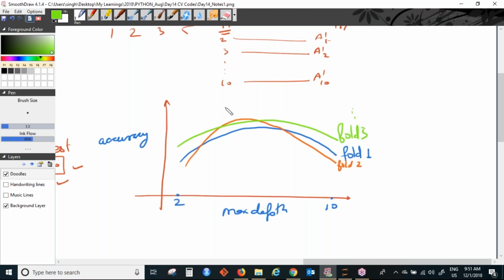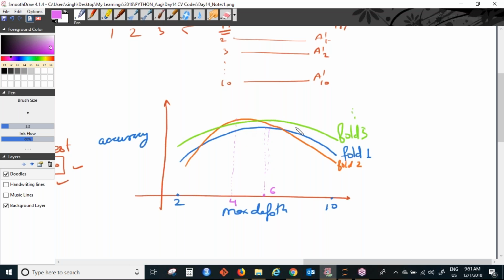Now what will be my best? So you can see that your max depth value changes. It is not constant for every fold. So for example, for fold 1, which is blue, the best max depth value is 6. For fold 2, the best value of max depth is around 4. For fold 5, it is again around 6. So then how do you decide which is the best value of max depth?